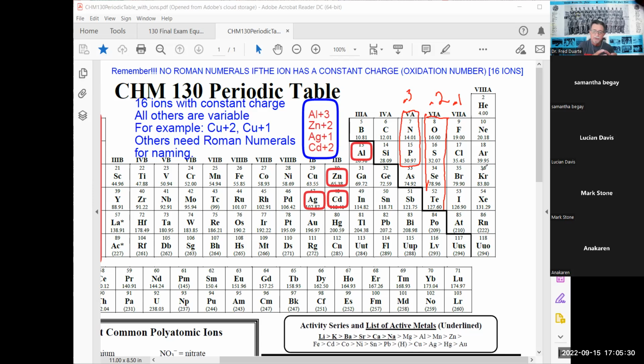And when we put them together, I need to put enough positives together with enough negatives to cancel out. To do that, I must know what their charge is, and I can find that out quickly by, again, their position on the periodic table.